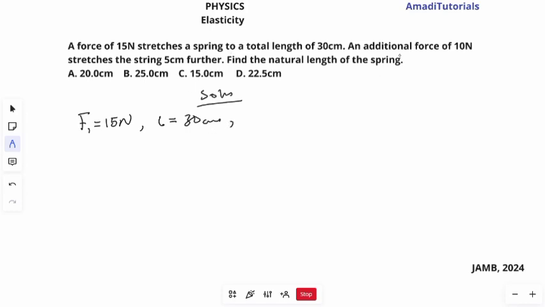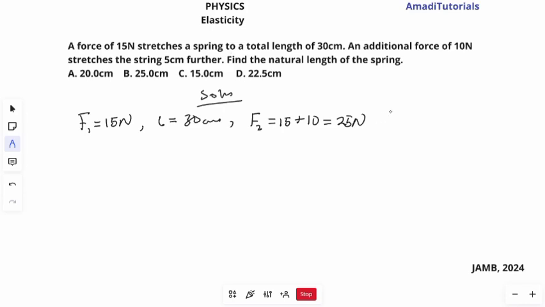So an additional force, I'll label that additional force F2. That means a force has been added to the initial force. An additional force of 10 Newton, F2, which is 15 plus 10. That additional force of 10 stretches the spring. This additional force is now 25 Newton. It stretches the spring 5 cm further.